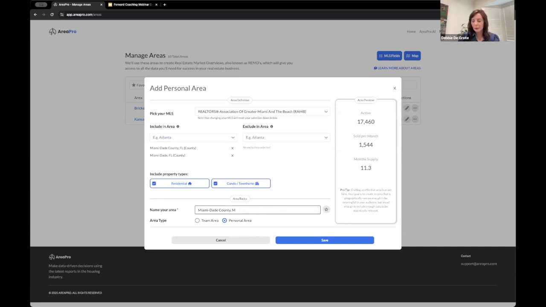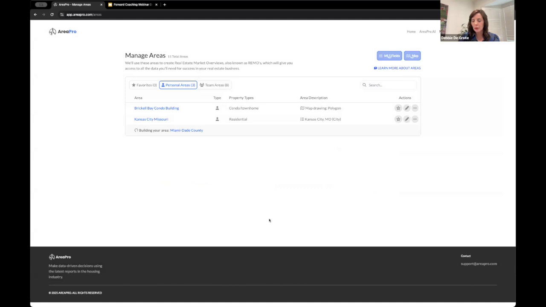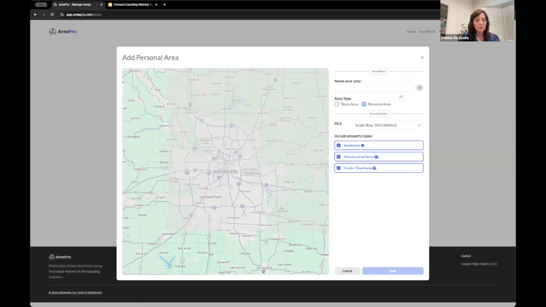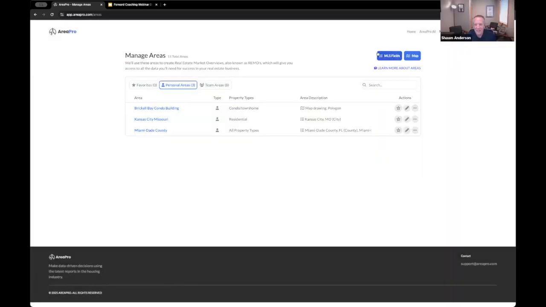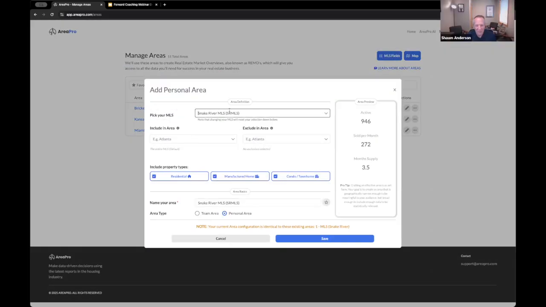And it looks like the zip code is 33131. Okay. But there's a lot of zip codes popping up, so not sure if I'm right. Whoops. So let's go.